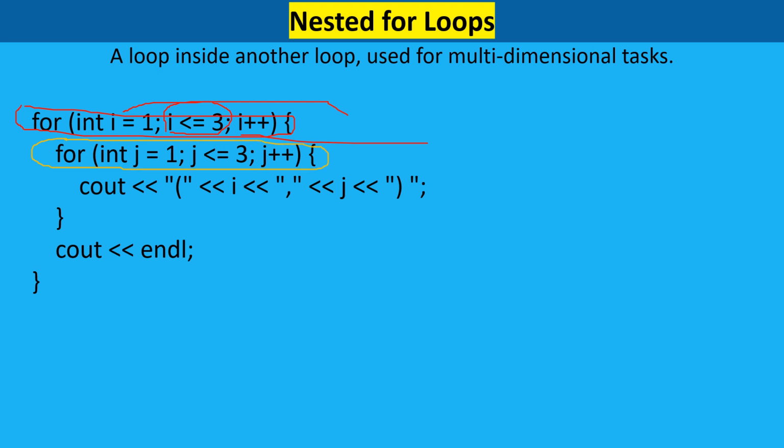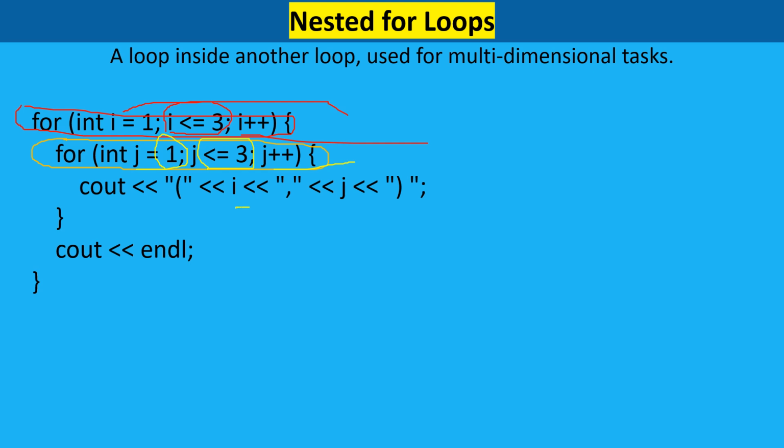the inner loop. J is set to 1, and then the loop runs while J is less than or equal to 3, and J is increased by 1 after each iteration. The inner loop executes 3 times for each value of I.